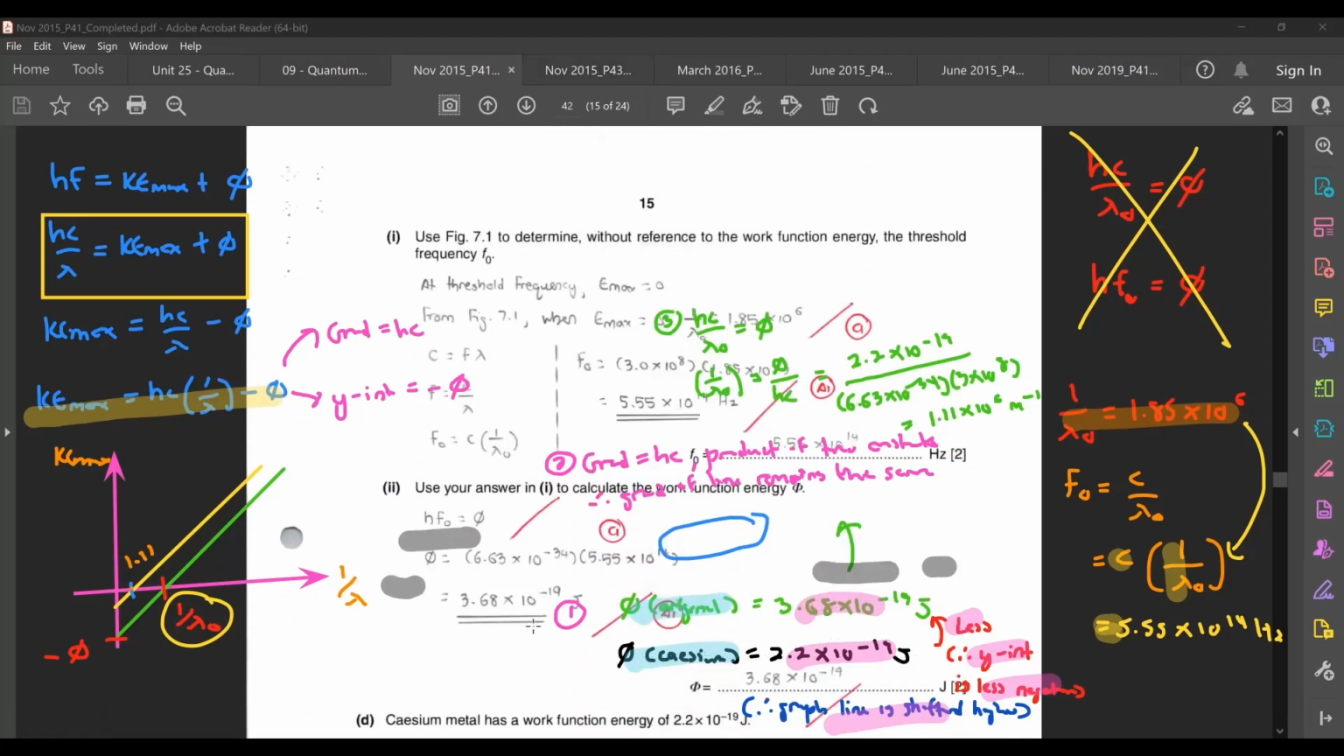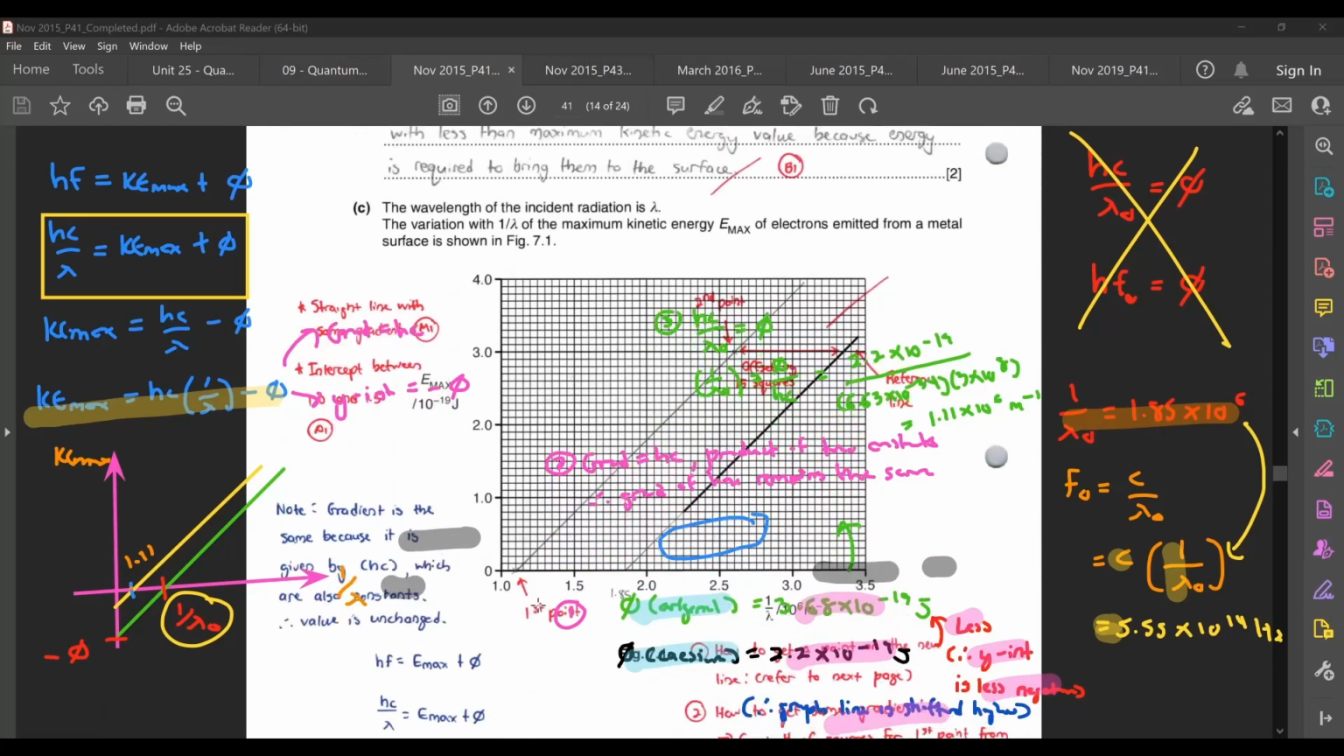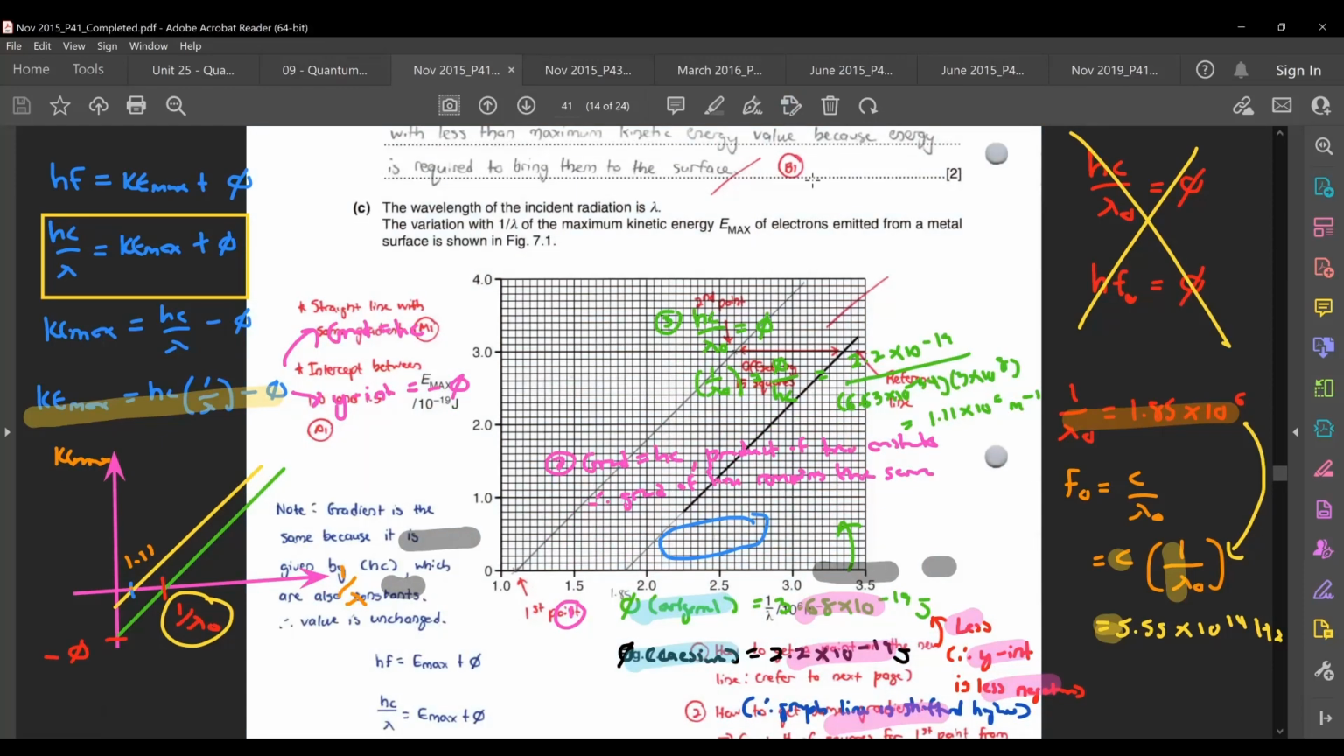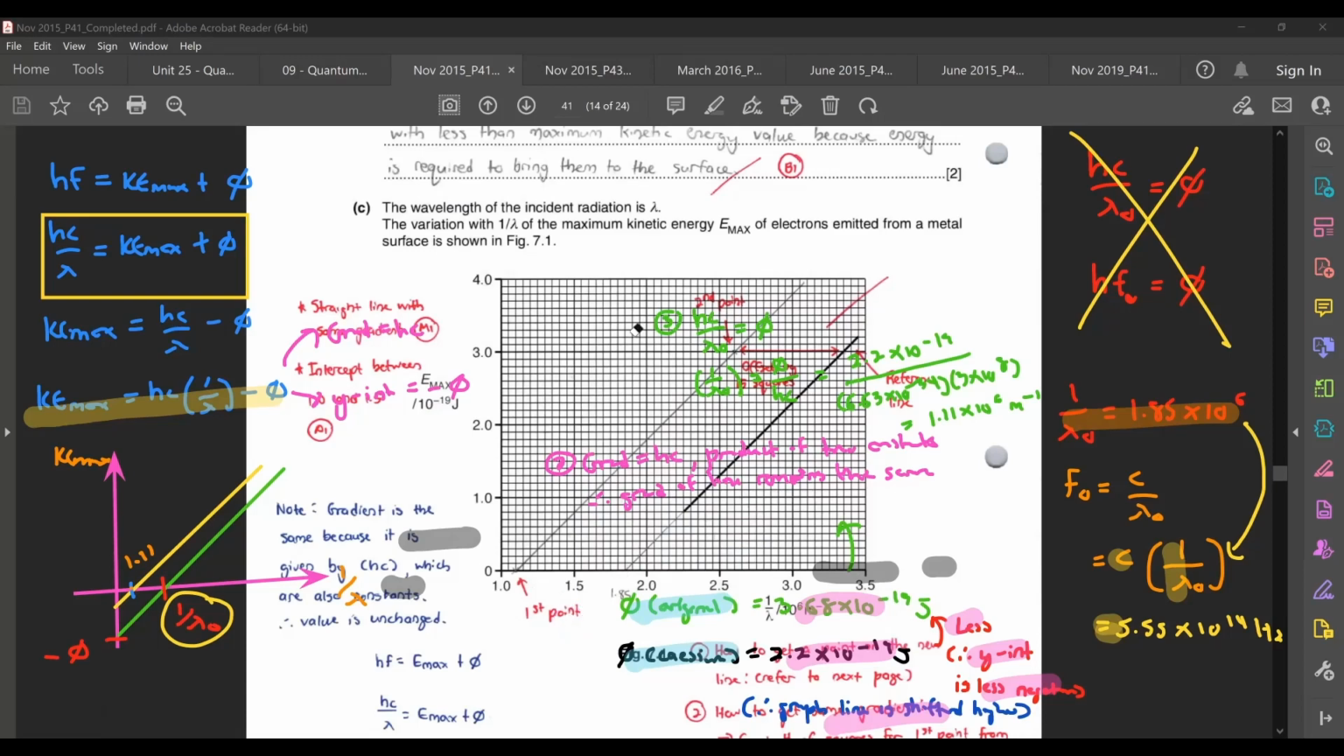So now, if you want to draw your graph, it should be like this. Okay, so let me just erase some of the unnecessary stuff. So this was your original line. Now, when you draw your other line, I mentioned to you, it must be shifted higher because there's a less negative y-intercept. It must be drawn with the same gradient. And when you draw it out, please make sure it hits 1.11. Okay, there's a reason why you need it to hit this point here, because you just found out the value of your 1 over lambda naught.